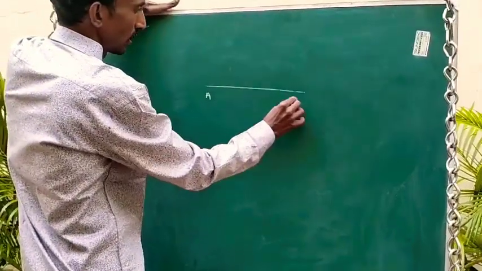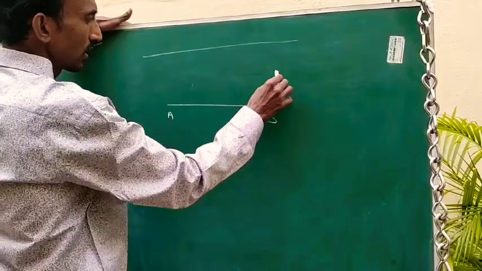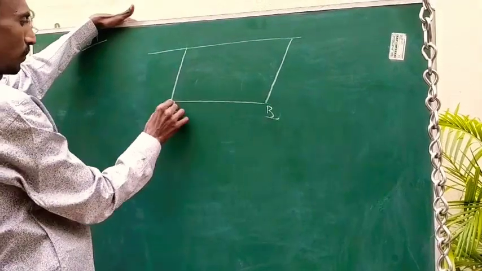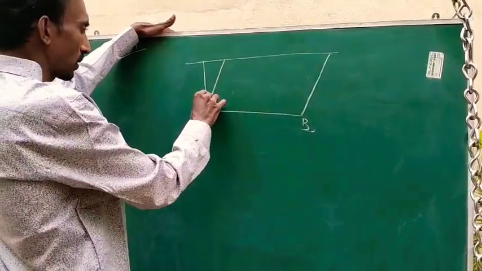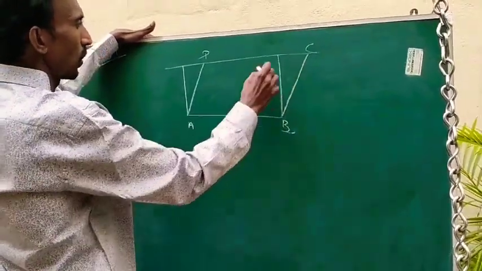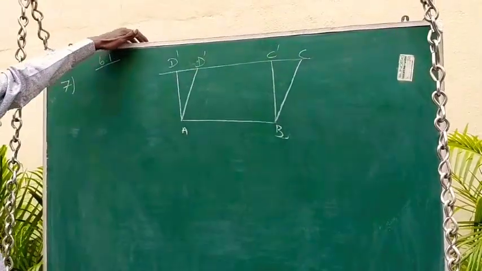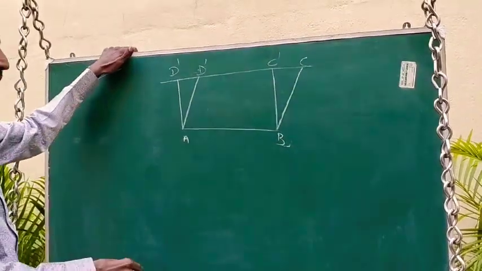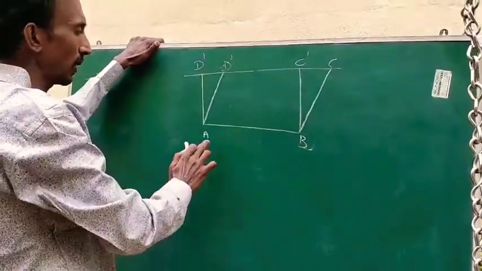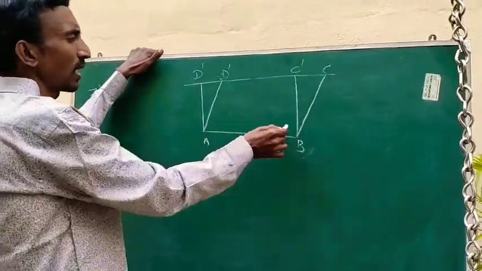Suppose it is the base AB, and another parallel line. So consider this one. First one, ABCD, is a parallelogram. Another one, A, B, C dash, D dash. This is the condition given in the question. There are two parallelograms with the same base between the same parallels. So ABCD is the first parallelogram, and A, B, C dash, D dash is the second parallelogram. Our aim is to prove both the areas are equal.